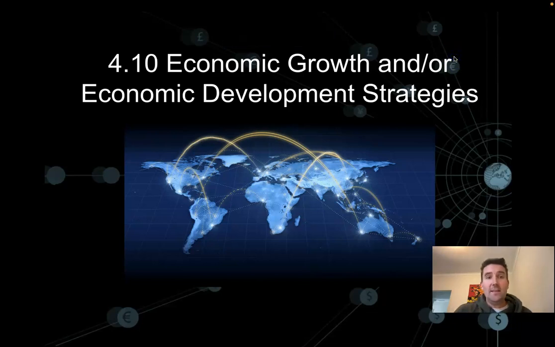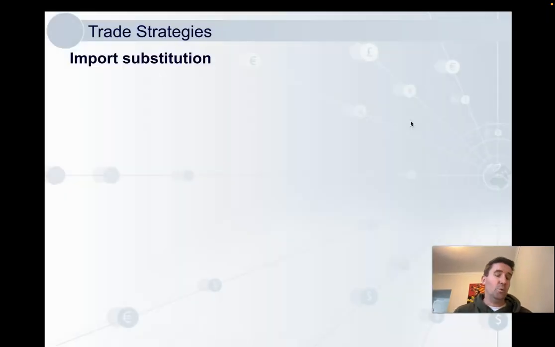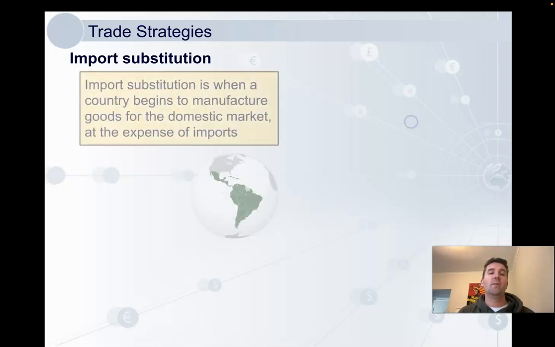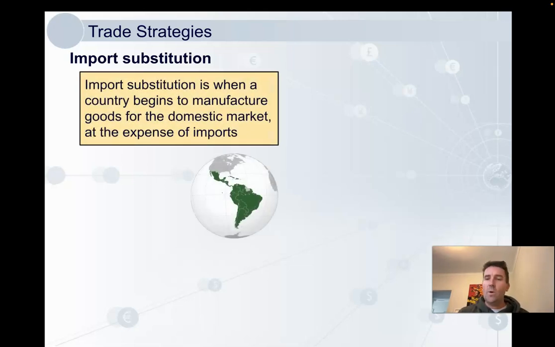Hey everyone, this is a video on section 4.10, economic growth and/or economic development strategies, with a focus, of course, on developing countries. We'll start by looking at trade strategies. So firstly, import substitution. We've got a definition here, but it's when countries try to start producing the things that they formerly imported. So instead of paying other countries to make them, they try to make them themselves.